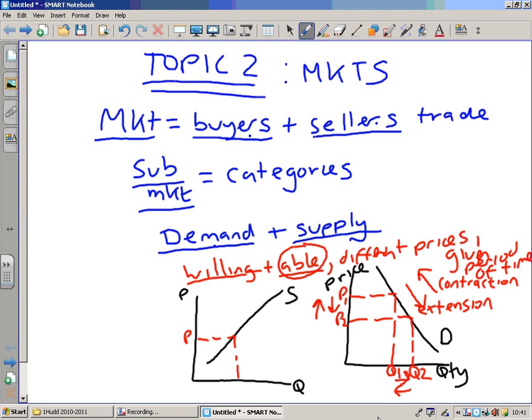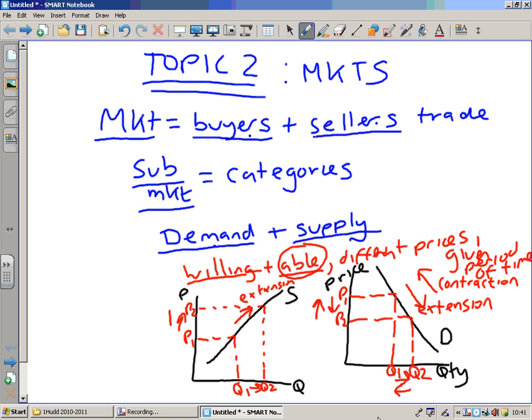Again, let's take a particular point. P1, Q1. As price increases to P2, supply of the product goes up to Q2. Business is willing and able to supply more. This is an extension in supply. Price increases, quantity supplied will also increase.